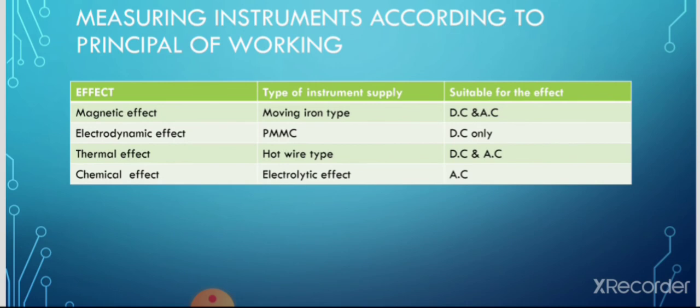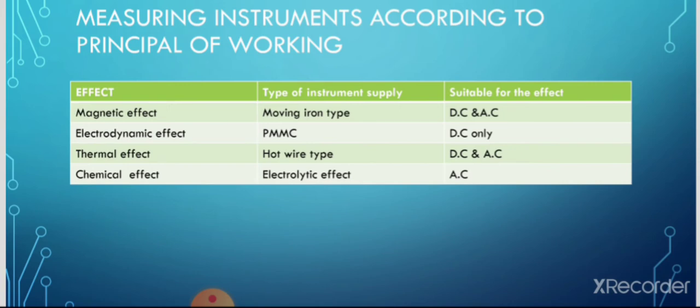The next classification is based on the working principle. When the instruments are used, some effects exist, like magnetic effect, electrodynamic effect, electromagnetic induction effect, chemical effect, and thermal effect. These are the different types of effects which exist when an instrument is used. Let us see the different types of effects and the different types of instruments, and which type of supply these instruments can be used for.